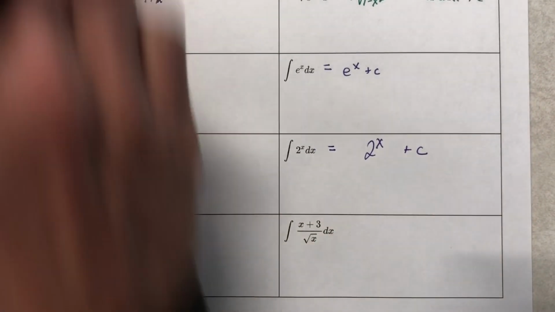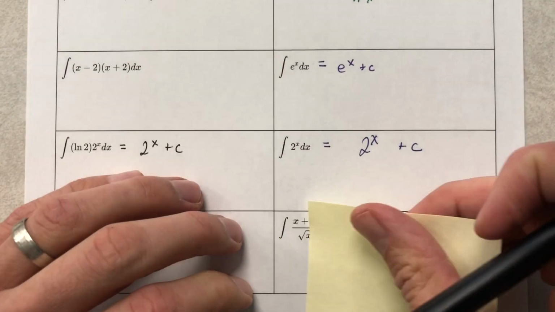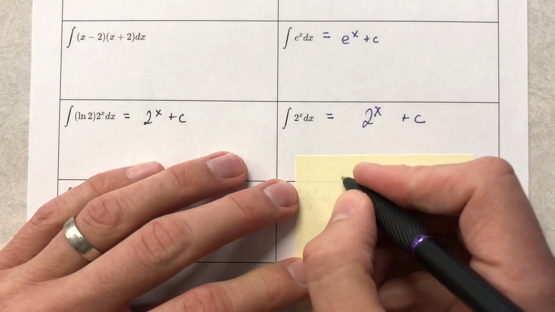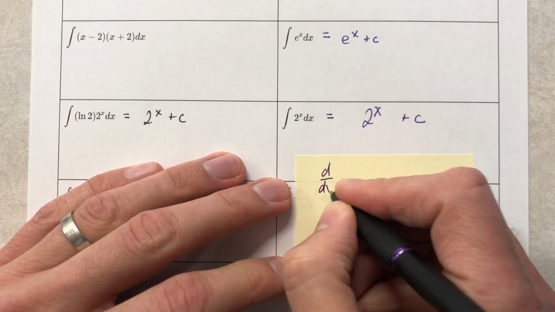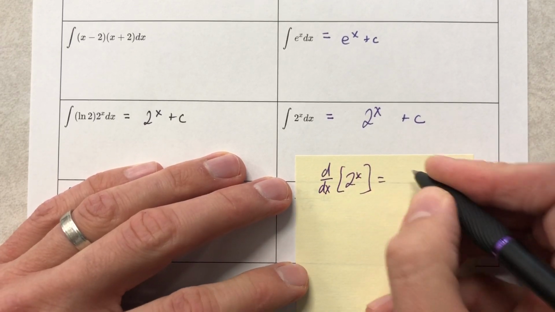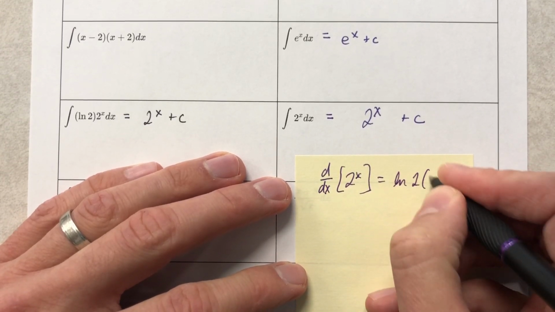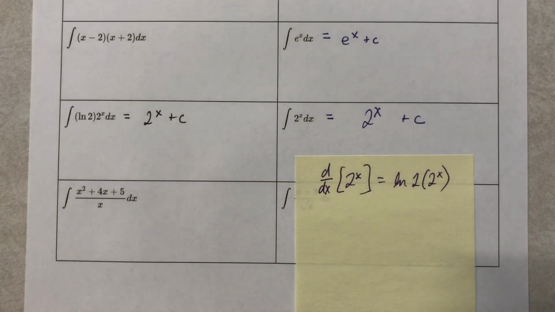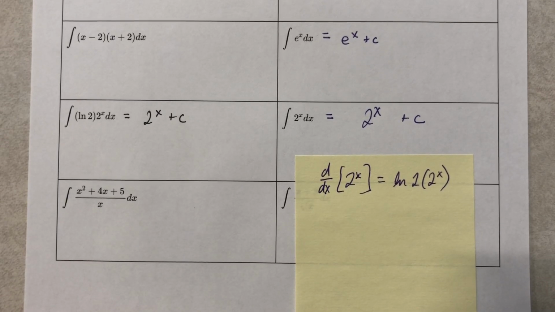But if I took the derivative of 2 to the x, what would I get? Okay? The derivative of 2 to the x, and we just wrote this on the other Post-it note, but we're going to keep going, is natural log of 2 times 2 to the x. All right? You with me? Yeah, good.